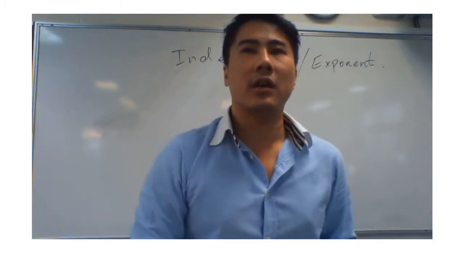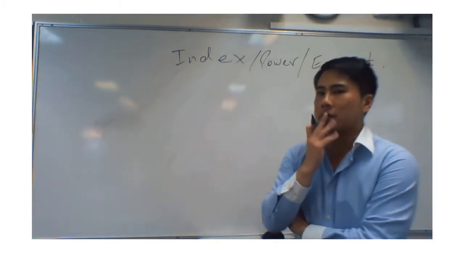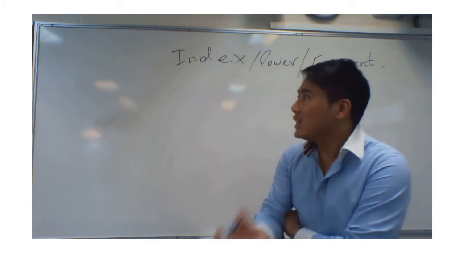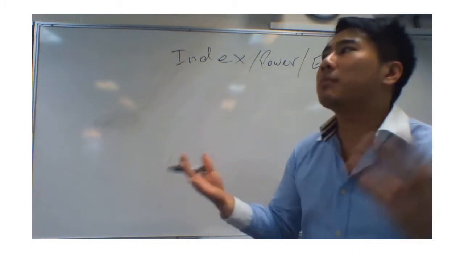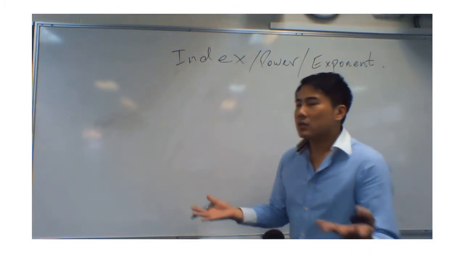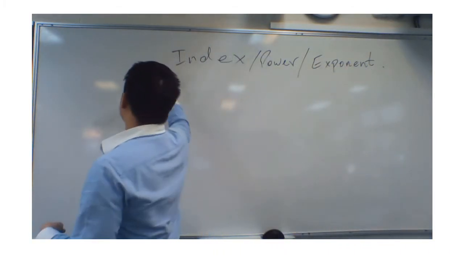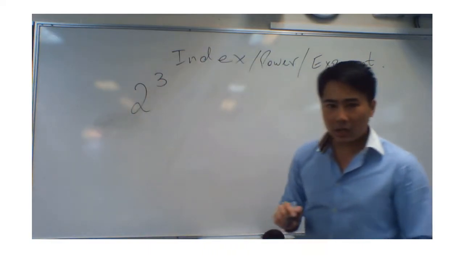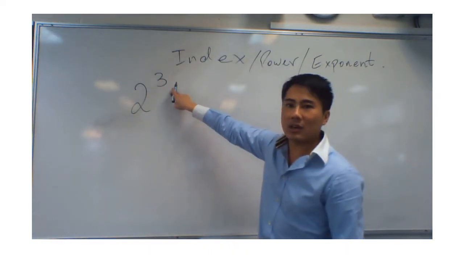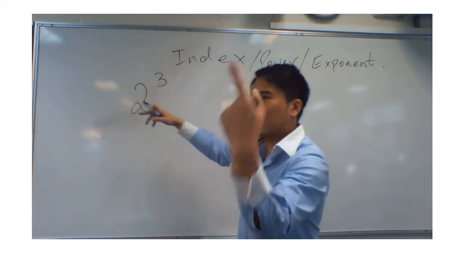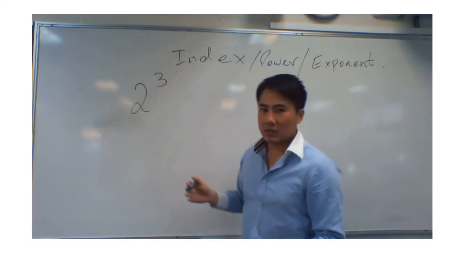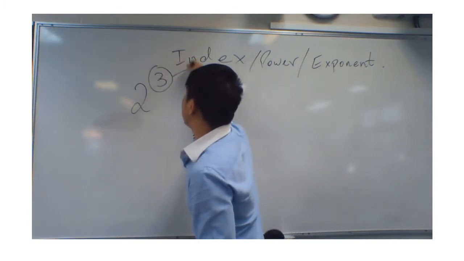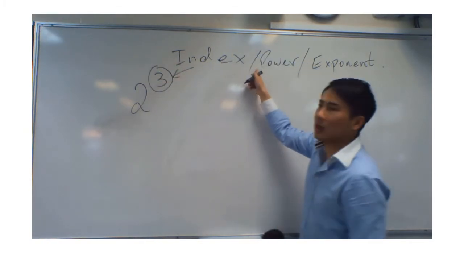But what does this tell us? What does the index tell us? Well, the index or the power tells us how many times you multiply that number by itself. So for example, if I say 2 to the power of 3, this 3 tells me I've got 2 times 2 times 2. So 2 multiplied by itself 3 times. So this is what we call the index or the power.